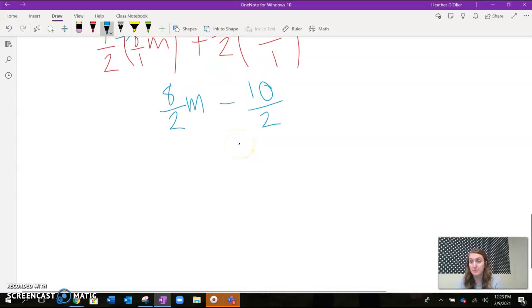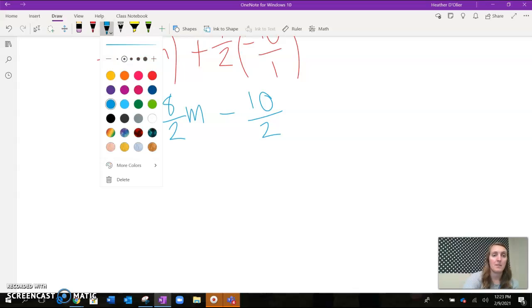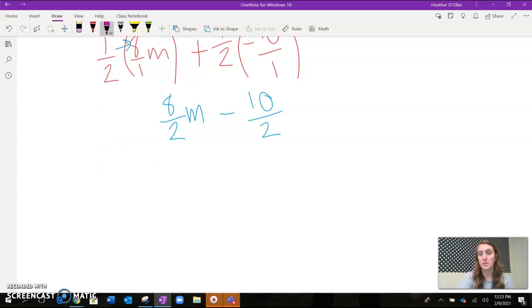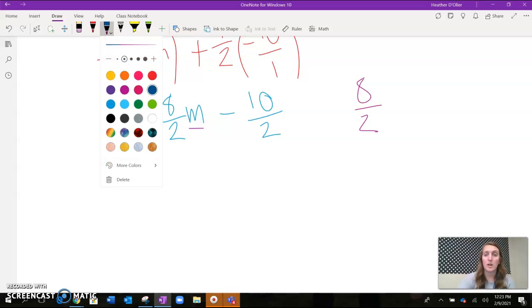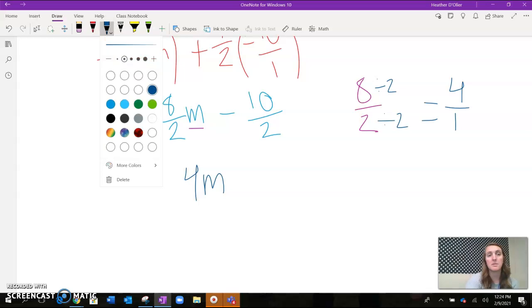That is technically correct. However, it's not simplified. 8 halves and 10 halves can be simplified. I'm going to show that off to the side. So 8 halves, and don't forget it has an m. Even if you do the math over here, you got to bring the m down. Well, 2 can go into both of these. So I'm going to simplify the top and bottom by 2. 8 divided by 2 is 4, and 2 divided by 2 is 1. That's just 4. So it's 4m.